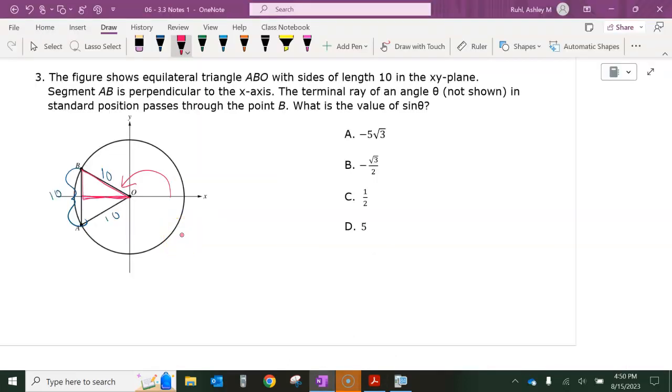So what I'm going to have here to find my sine, if this is what I have right here, what do you think the side length is going to be here to find the height from my x-axis to this one? Well, it's going to be half of that 10. So really, to do sine is opposite over hypotenuse. So it's going to be 5 over 10, which reduces to 1/2. So there's my answer for that one.